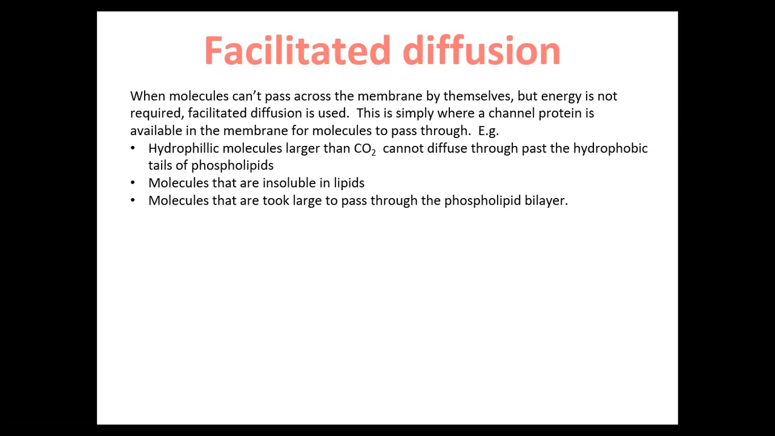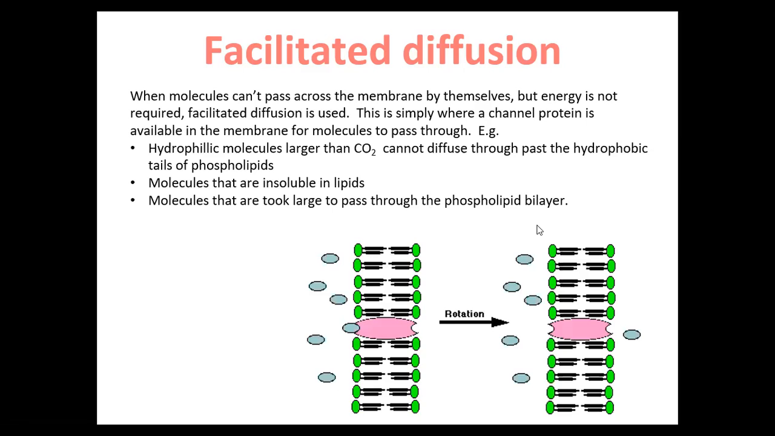Anything that is insoluble in lipids cannot pass through the membrane because the membrane is made up of lipids, therefore it needs to go into or out of the cell using a channel protein. And molecules that are too large to pass through the phospholipid bilayer will also use a channel protein. Here's the channel protein, and it just moves them in and can rotate them around. They are specific to the molecule or ion, so it's not one-size-fits-all. It's very similar to how enzymes work. It's got a specific binding site, and a specific molecule is allowed in.